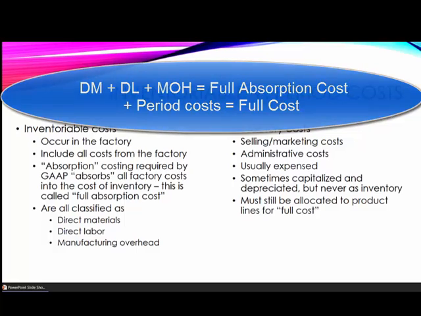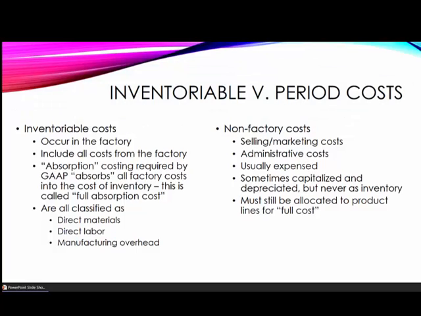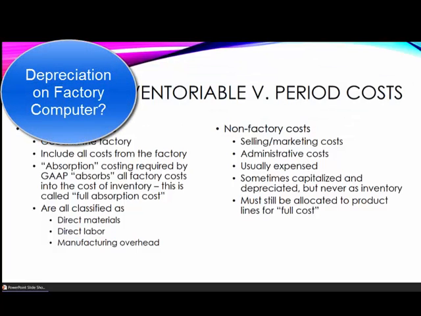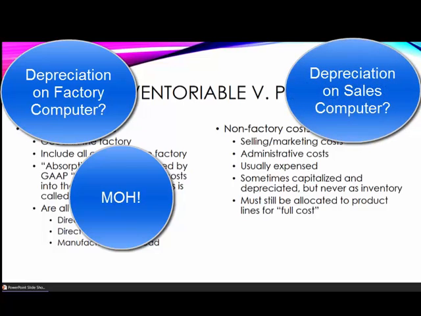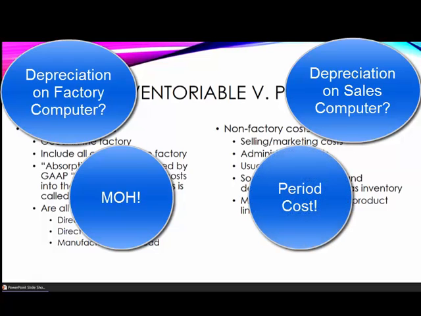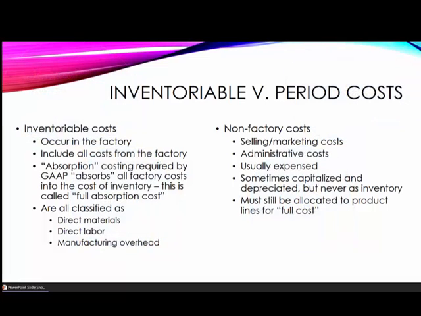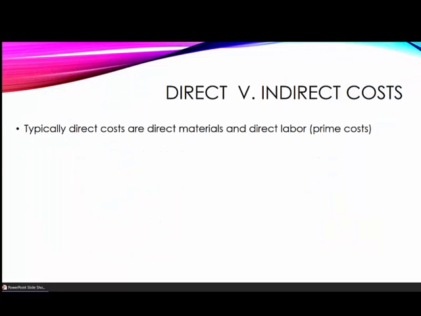plus the period costs. Now, if I have a computer in the factory and I capitalize that and depreciate it, that depreciation is manufacturing overhead. If I have a computer in the sales office and I capitalize it and depreciate it, that depreciation is a period cost. Okay, very important concept, but let's move forward.